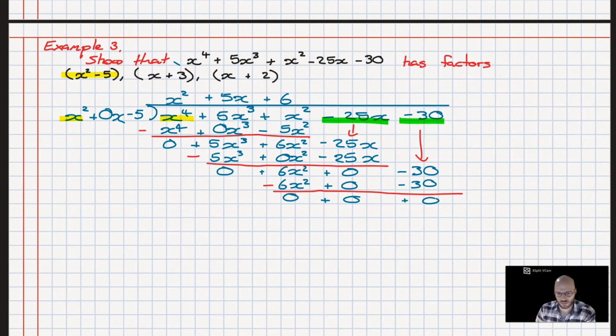And thus, we've shown that x squared minus 5 is a factor of x to the 4 plus 5x cubed plus x squared minus 25x minus 30. So rewriting this, we get x squared minus 5 multiplied by the quotient, like so.